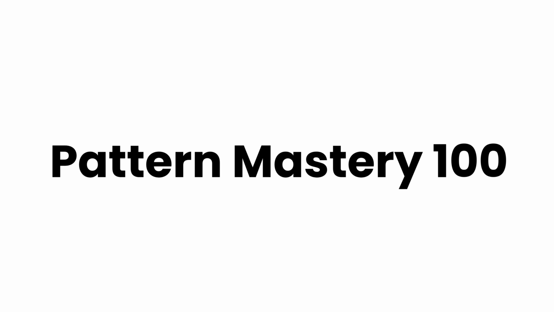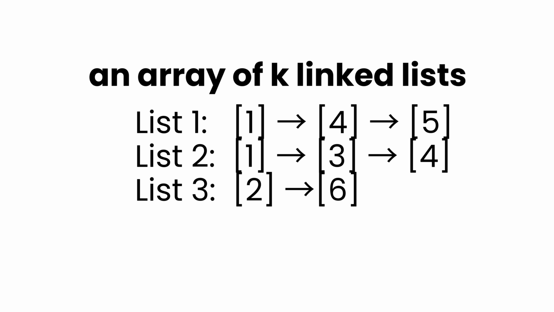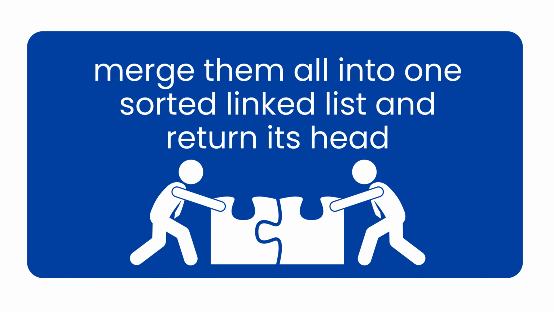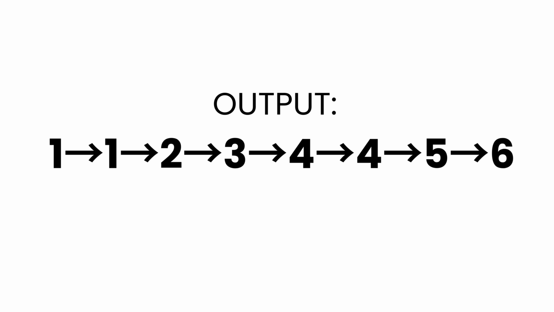Let's attack Merge k Sorted Lists with the basic problem-solving framework, a stepwise guide for turning chaos into clarity, even in the toughest coding rounds. Let's break it down. Given an array of k linked lists, each sorted in ascending order, merge them all into one sorted linked list and return its head. Example: input [1,4,5], [1,3,4], [2,6]. Output: 1, 1, 2, 3, 4, 4, 5, 6.